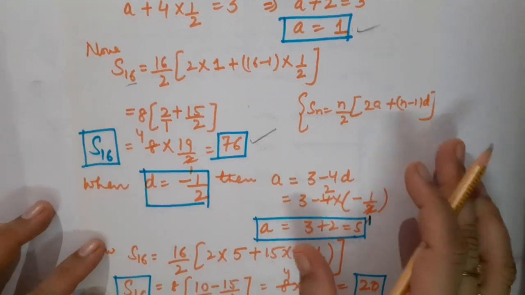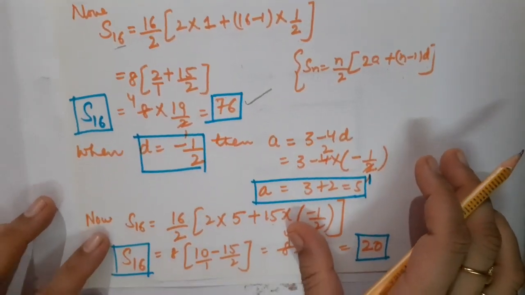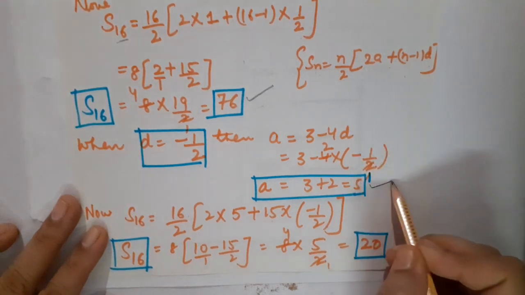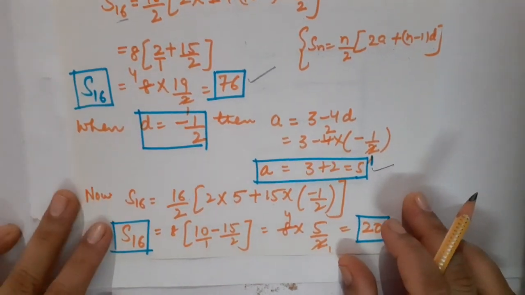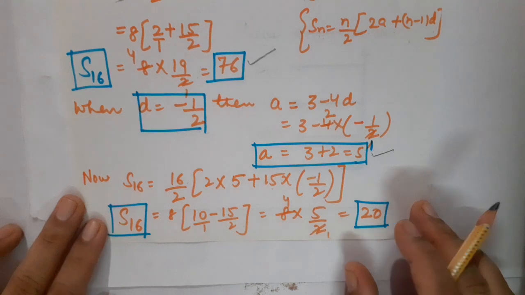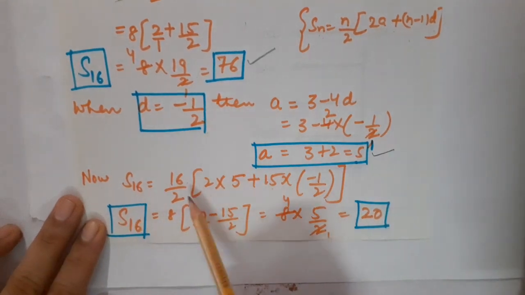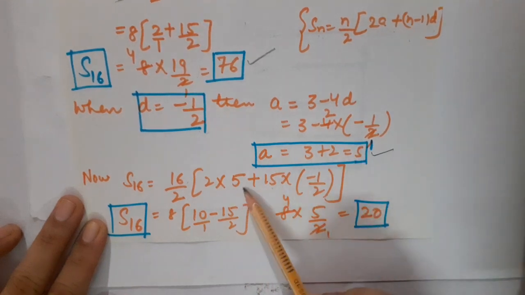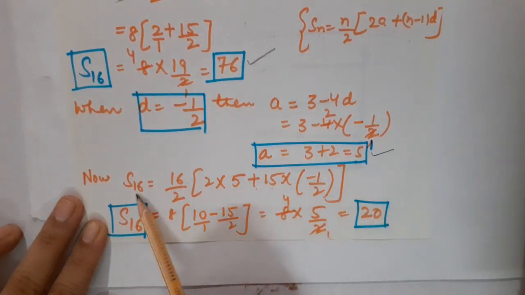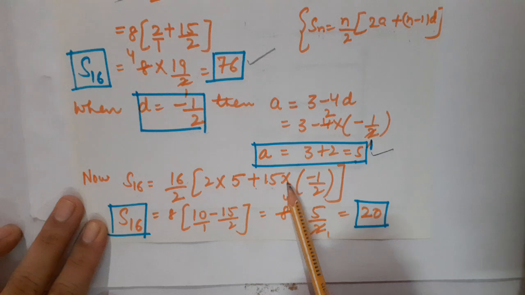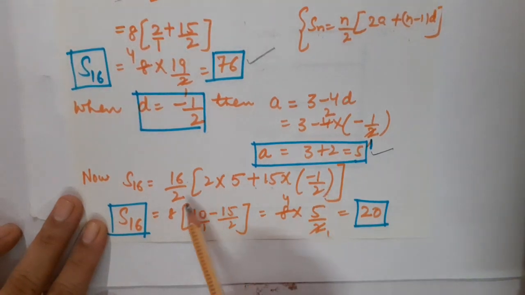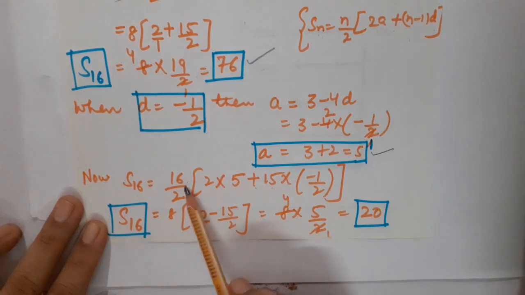Correct? Now I am going to take D is equal to minus 1 by 2. So when I put it in equation number 1, I got A is equal to 5. Now again I am getting the value of S16, that is 16 by 2 into A. A is 5 plus n minus 1, that is 16 minus 1 is 15, into D. Common difference I am taking now minus half. So this is S16 is equal to 8.